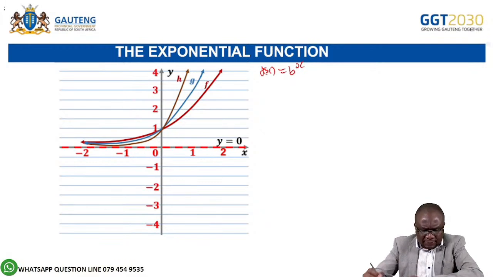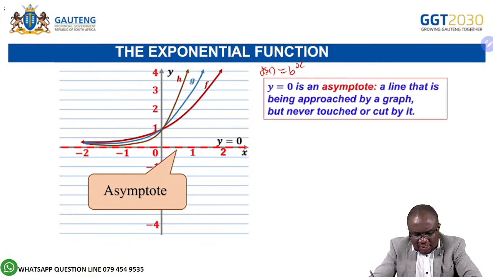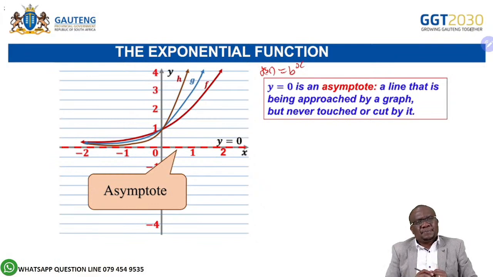So this is called an asymptote. y equals 0. This one has one asymptote. y equals 0 is an asymptote, which is a line that is being approached by a graph, but never touched or cut by it.